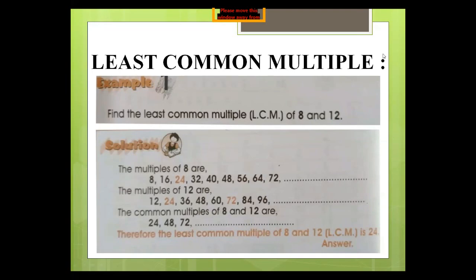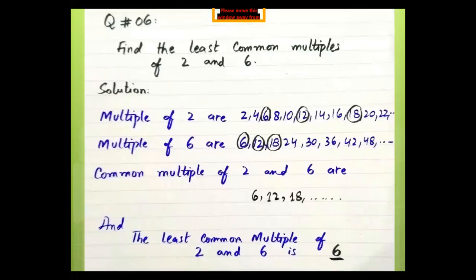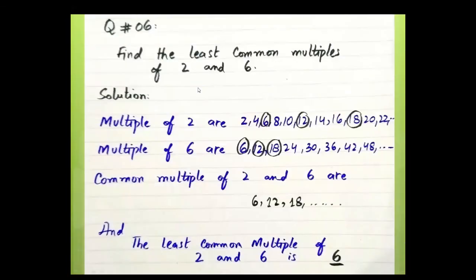Okay, students? Now we discuss another example: find the least common multiple of 2 and 6. You find the LCM of just two numbers, 2 and 6. Firstly, list out the multiples of 2: 2, 4, 6, 8, 10, 12, 14, 16, 18. Then list out the multiples of 6: 6, 12, 18, 24, 30, 36, 42, 48 and so on.